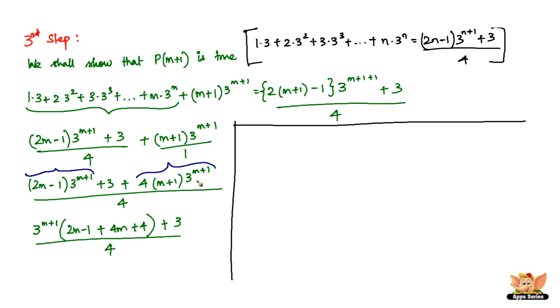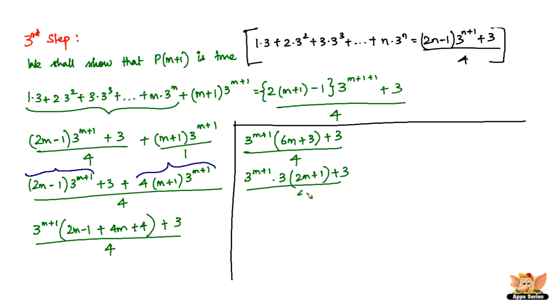So the next step is I'm going to solve inside this bracket. So we have 3 to the power M plus 1 times 2M plus 4M is 6M. And 4 minus 1 is 3. So it's going to be plus 3. And outside we have another plus 3 divided by 4. And if you consider this particular term, 6M plus 3, I can take out 3, right? I can factor 3. So 3 to the power M plus 1. Now times, I'm going to take out 3. So it's going to be 3 times 3 into what gives you 6M? 2M. 3 into 1 gives you 3, right? So plus 3 divided by 4.